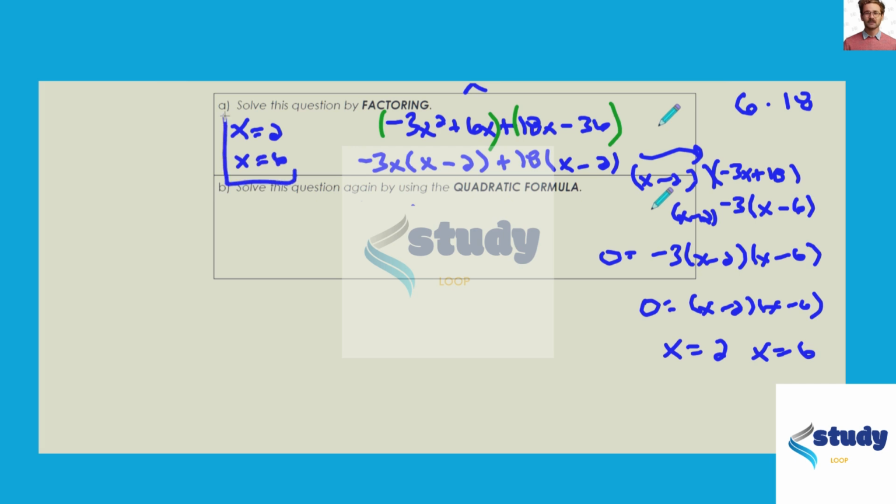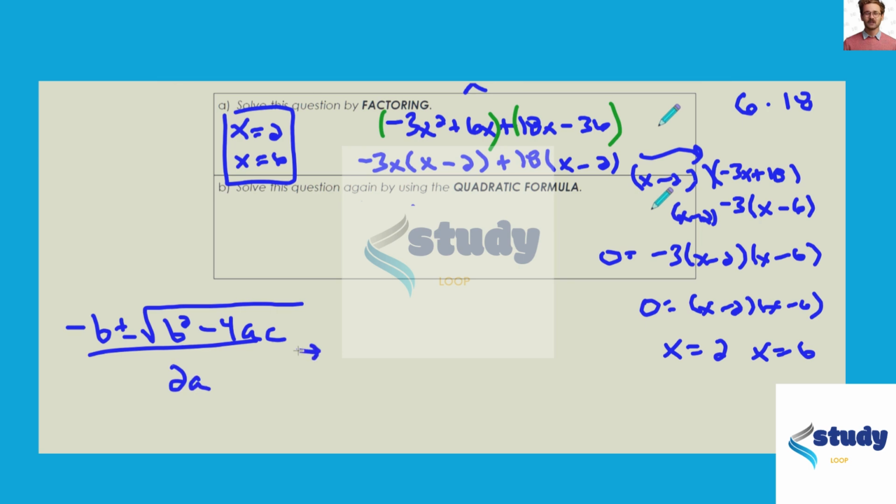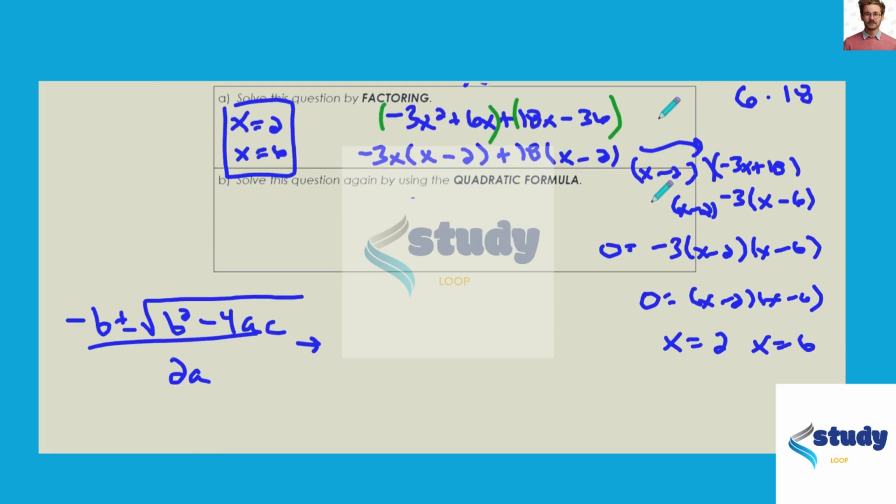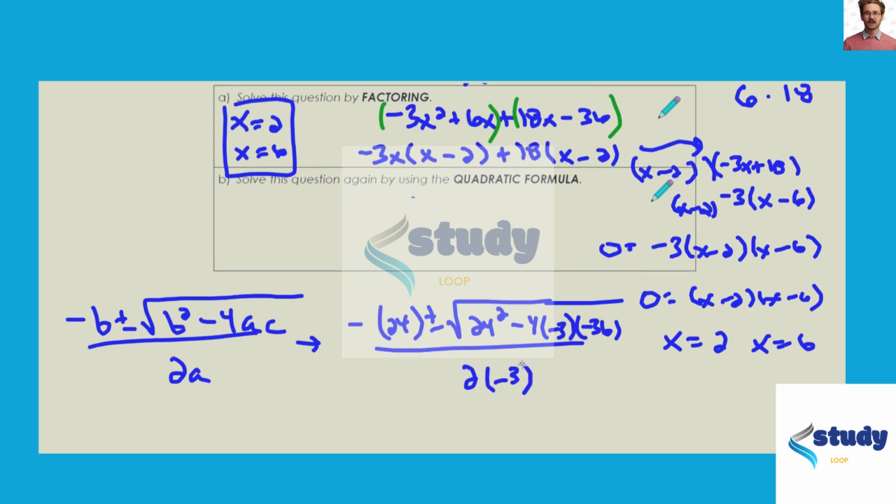Now we're solving the same problem but with the quadratic formula. Quadratic formula is opposite b plus or minus the square root of b squared minus 4ac all over 2a. Well, in this problem, a is negative 3, b is 24, and c is negative 36. So it would be opposite of 24 plus or minus the square root of 24 squared minus 4 times negative 3 times negative 36, all over 2 times negative 3.